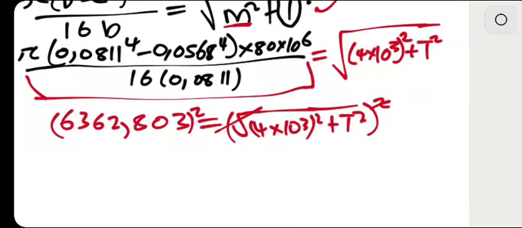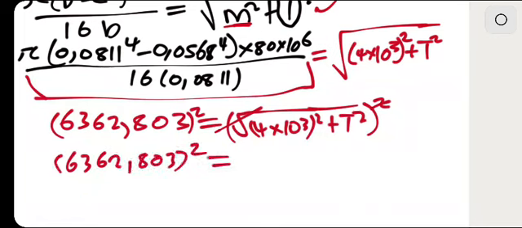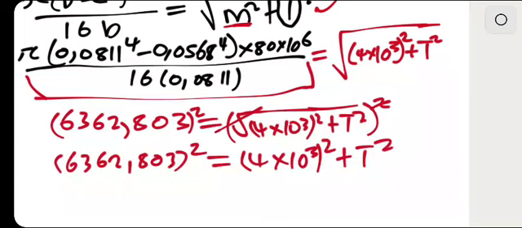That and that will cancel. So here we have 6362.83 squared. Here we're left with 4 times 10 to the power of 3, raised to the power of 2 plus T squared.